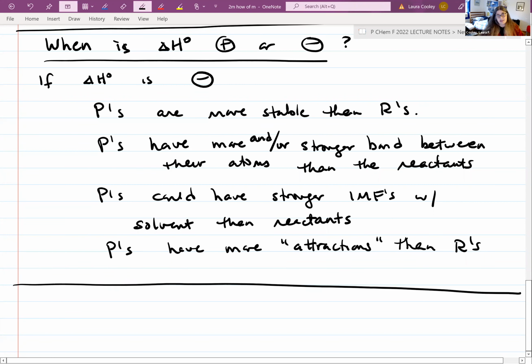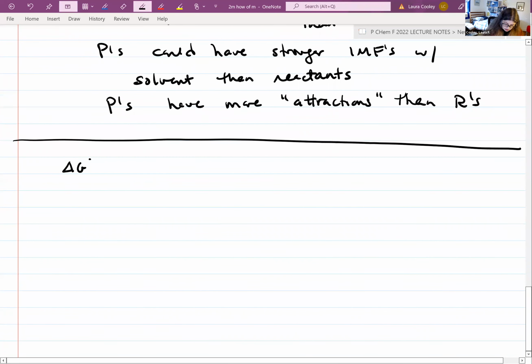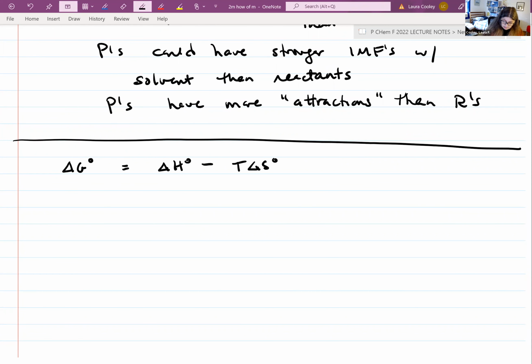I want to get back now to delta G because this does come up in the lab, and I do ask you for explanations involving delta G. So here's that equation. I just want to reiterate, and I know I teach this plenty in Chem 104 at the end of the semester when everyone's really tired, that the sign of delta G depends on the signs of delta H and delta S.